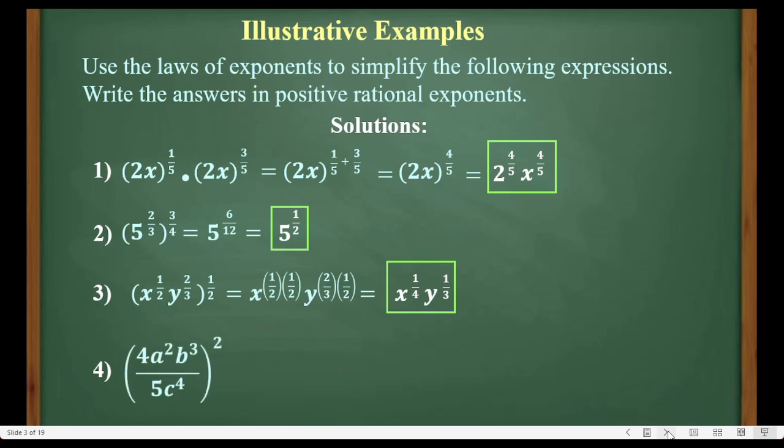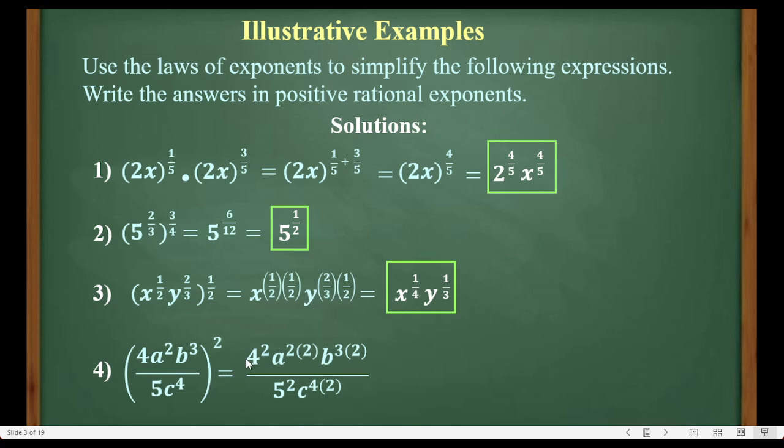Number 4, about this one. Quantity 4a squared b cubed over 5c to the 4th, quantity squared. Here we apply not just one but two laws of exponents. We apply the power of a product law and at the same time the power of a quotient law. Basically, the outer exponent 2 is being multiplied to the exponent of each factor inside the parentheses, factors in both numerator and denominator.